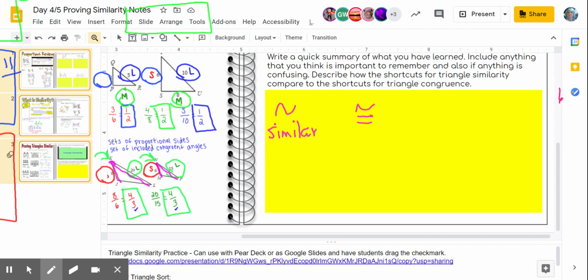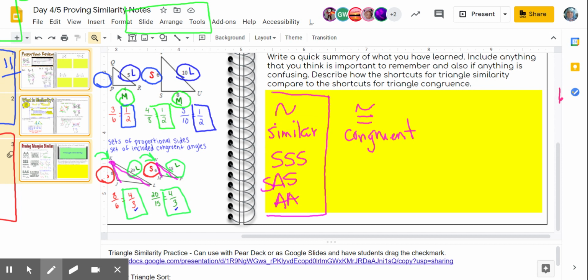So know that that symbol is similar. This one is congruent. We can do side, side, side, side, side, or angle, angle for similar. Those are the only 3 choices. And then congruent has 5 choices. Side, side, side, side, angle, side, angle, angle, angle, side, and hypotenuse leg.